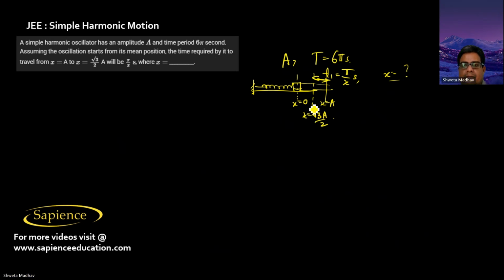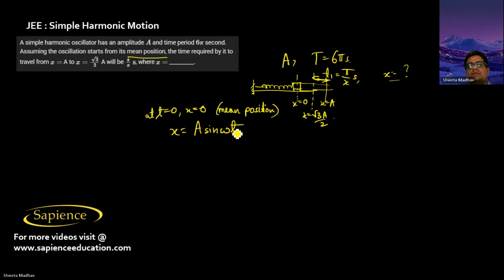So you know that it starts from its mean position only. It means that at t equal to 0, x was equal to 0 only, since it was initially at mean position. So x, I can say, is equal to a sine omega t. So it will be of this form, a sine omega t.